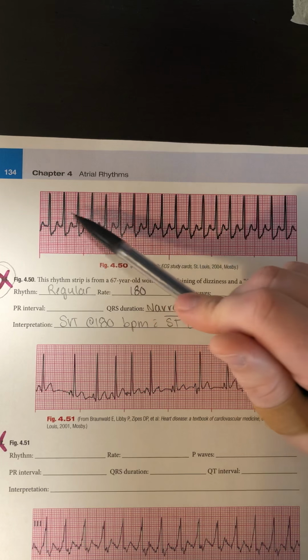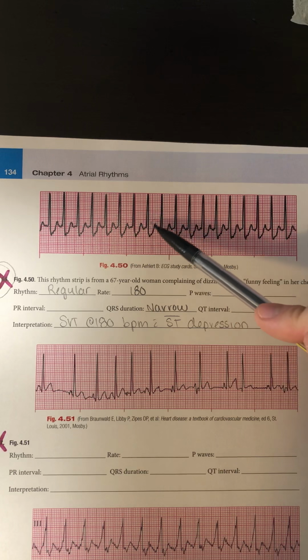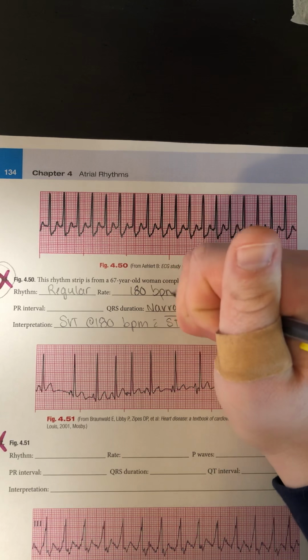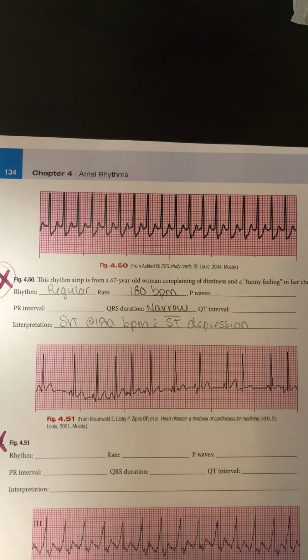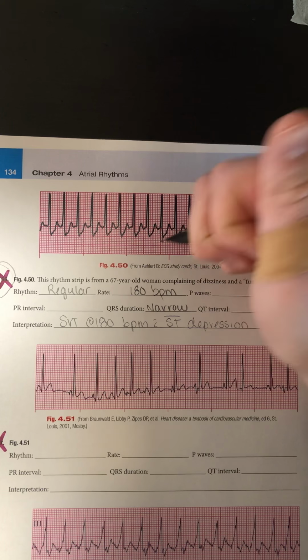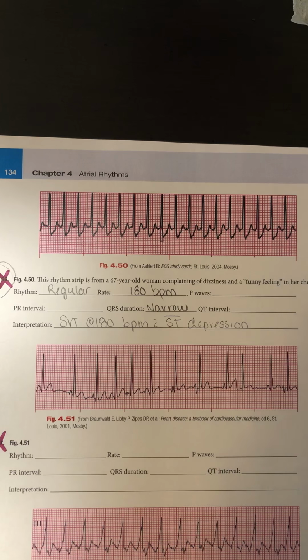My rate, 1, 2, 3, 4, 5, 6, 7, 8, 9, 10, 11, 12, 13, 14, 15, 16, 17, 18, which gives it 180 beats per minute. And my QRS is narrow. It's only about a box, maybe a box and a half. So it is narrow. So I have all 3 conditions that would make it SVT.